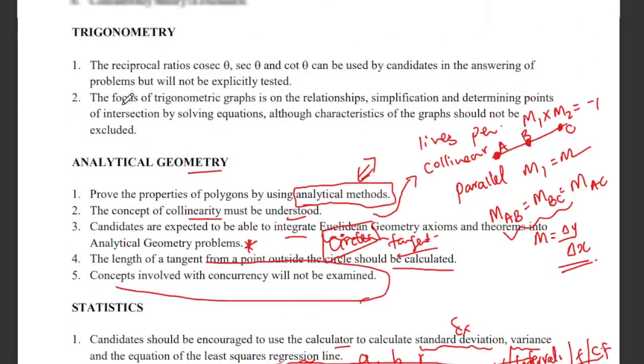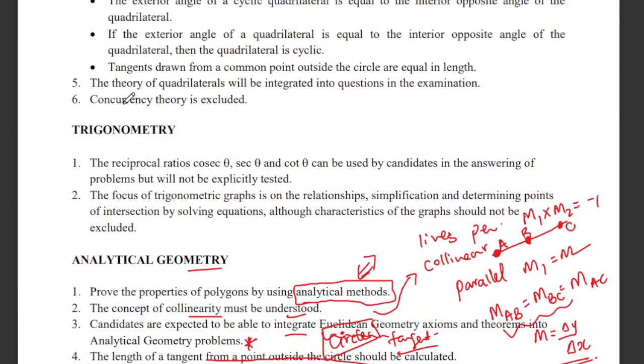trigonometry. Under trig, no one is going to ask you about the ratios of cosec, sec, and cot. But if you use them to get the answers right, we have no problem. But no one is going to ask you to find the cot of this or the cosec of that. No, not in matric for now.